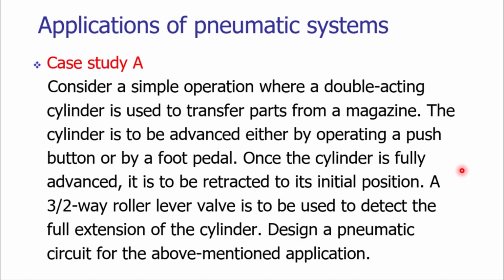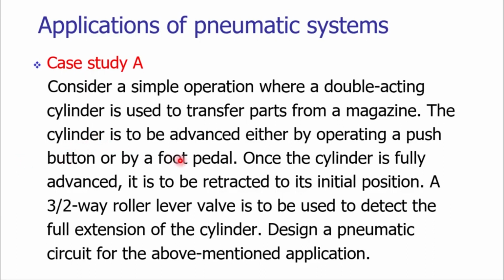Now let us study how we can assemble these components together and how we can draw a pneumatic circuit. So consider a simple operation where we need to operate a double acting cylinder which is used to transfer the parts from a magazine. The magazine, work magazine or a tool magazine, is having a variety of parts, and we need to use a double acting cylinder for the transfer of parts from a magazine.